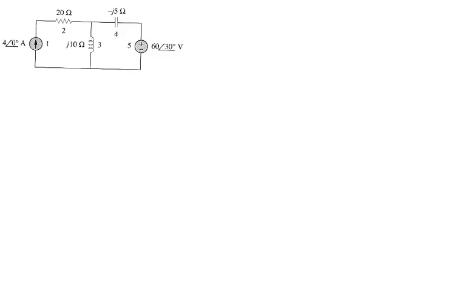Let the currents flowing through the meshes be I1 and I2 respectively. For mesh I1, it is quite clear that I1 is essentially the current source. Hence, I1 is equal to 4.